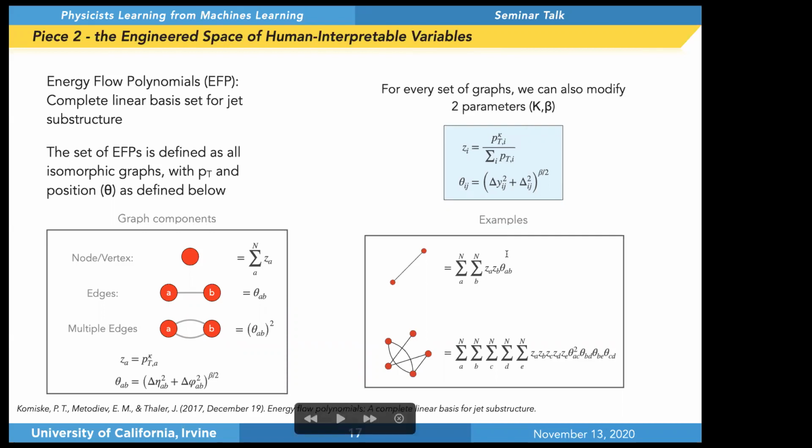So there are simple versions of the graphs where, for 2 nodes and a single edge, you're multiplying 2 components of momentum and just the angular separation between them, up to really complex multi-node graphs. And all the jet substructure observables that we're familiar with, things like invariant mass or energy correlation, exist in this infinite space of energy flow polynomials.